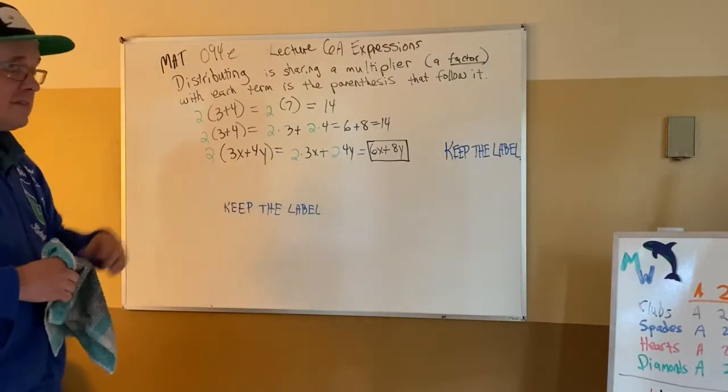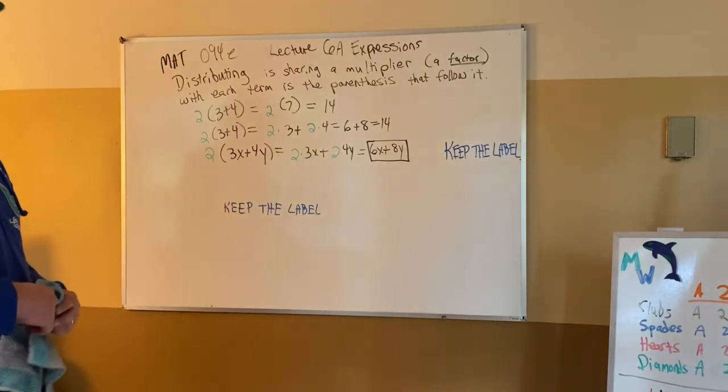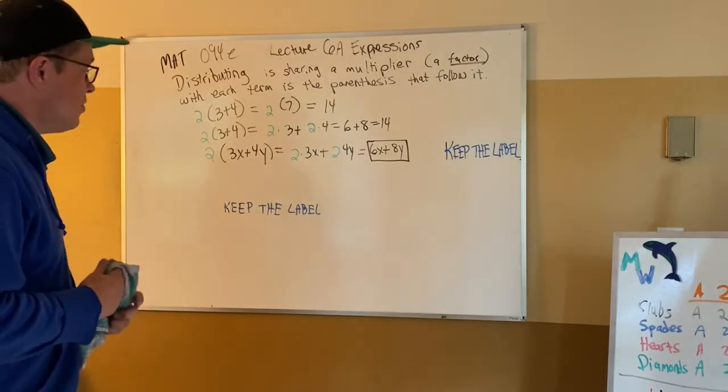What's in the parentheses is stuck as 2 terms. You cannot get that 2 to work on a 7. There is no 7. You got to get the 2 to work on the 3, 2 to work on the 4. That's where distribution comes in.